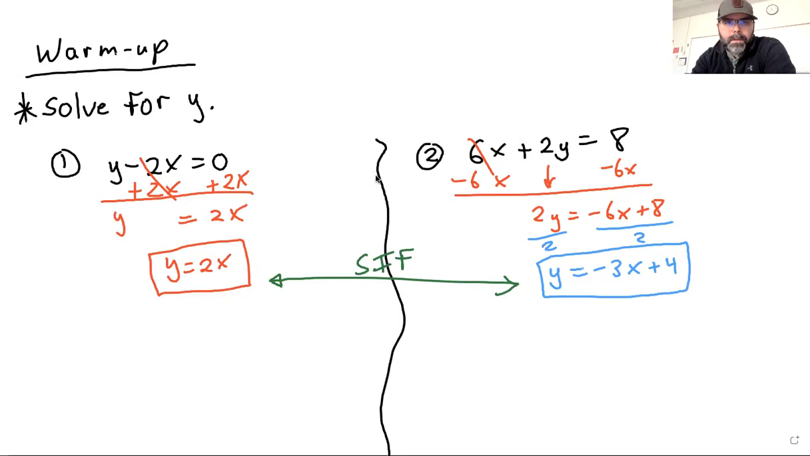Hope and Langston, you can write it as y equals 4 minus 3x. That's fine. It's not in slope-intercept form, but I wasn't asked to put it in slope-intercept form. You were just asked to isolate y, so it doesn't matter whether it's 4 minus 3x or negative 3x plus 4. Okay.